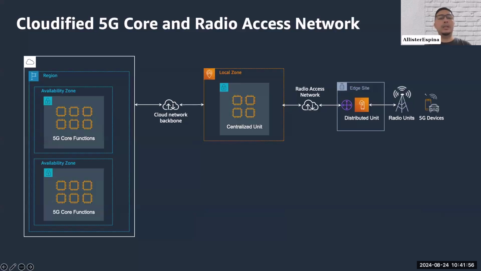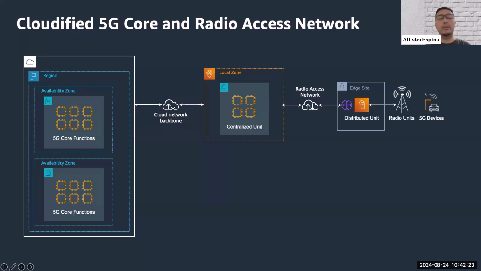Okay, another example is the cloudification of a telecom network. This is an example of a 5G core. Your core functions as network function virtualizations, NFVs, sitting in the region, spread across availability zones, and using the network backbone of AWS, it can reach the local zone.